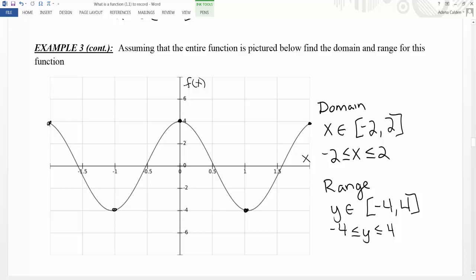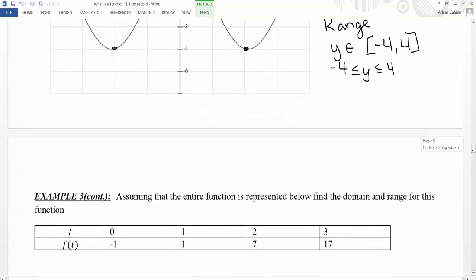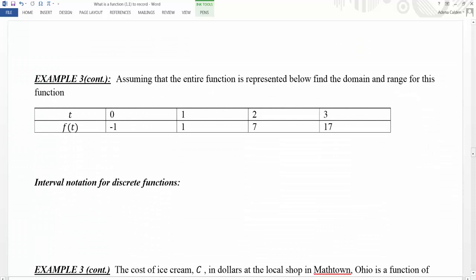Now let's consider what happens when we have a table. I hope you already have a sense that we're going to have to do something a little bit different because tables are not continuous. So assuming that the entire function is represented below, find the domain and range for this function. So the domain here is going to be the values that t can take on, because in this particular example, t is our independent variable. So here, t can take on the values of 0, 1, 2, and 3. So my domain here is those values, 0, 1, 2, and 3.